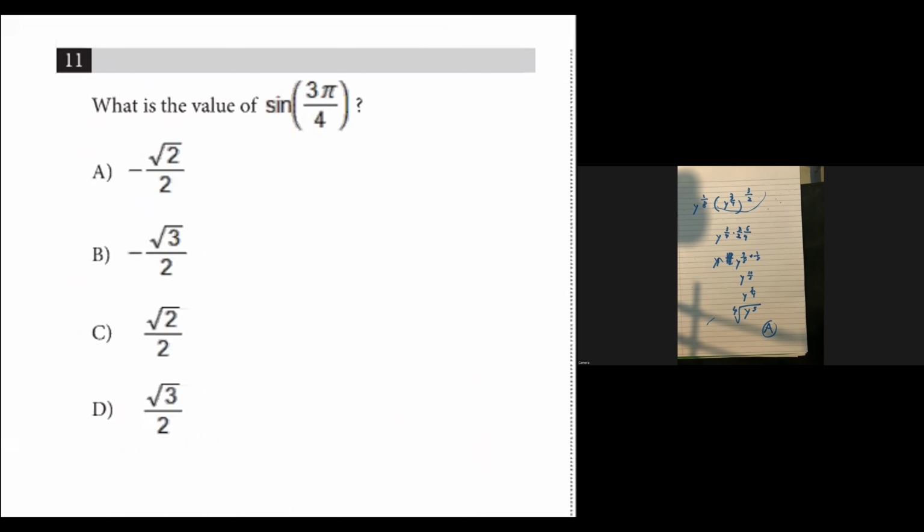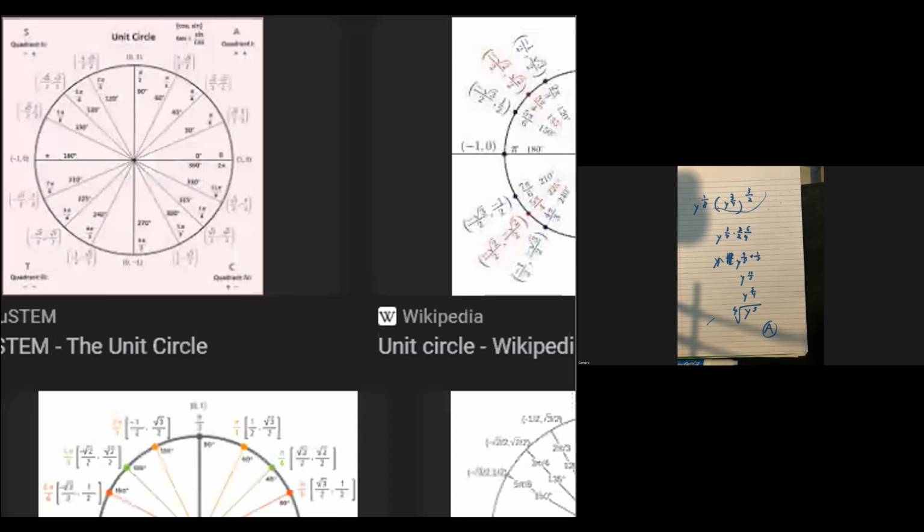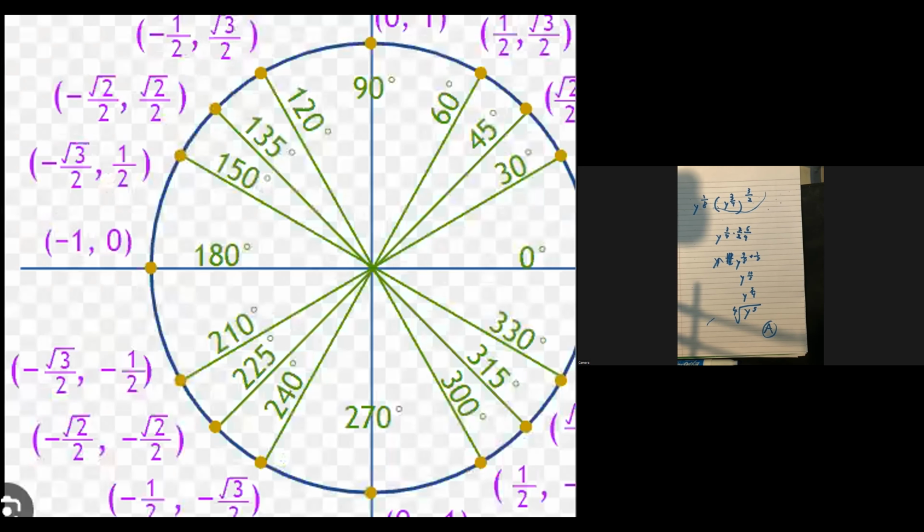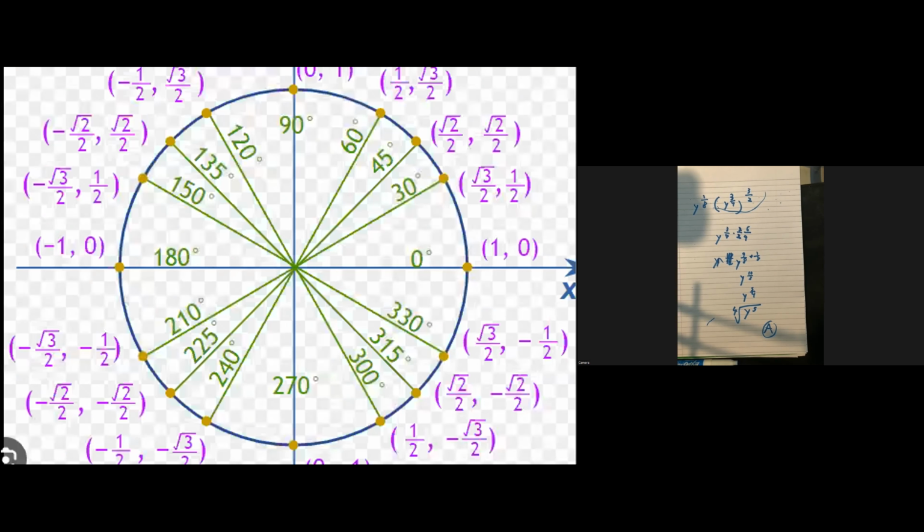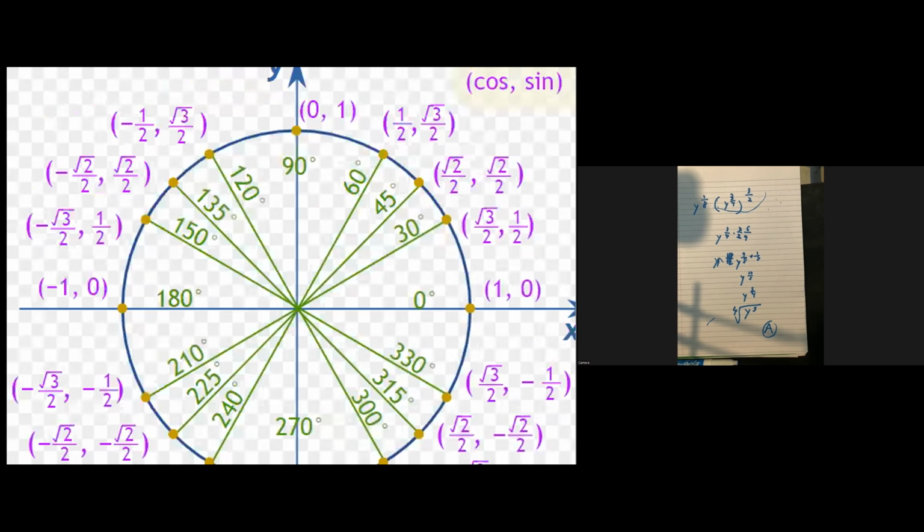All right, and then for question 11, we're given sine 3 pi over 4, and we're asked to try to find its value. So for this one, there's not really a good formula. This one is a little bit more memorization. So this one actually involves the unit circle, which is this.